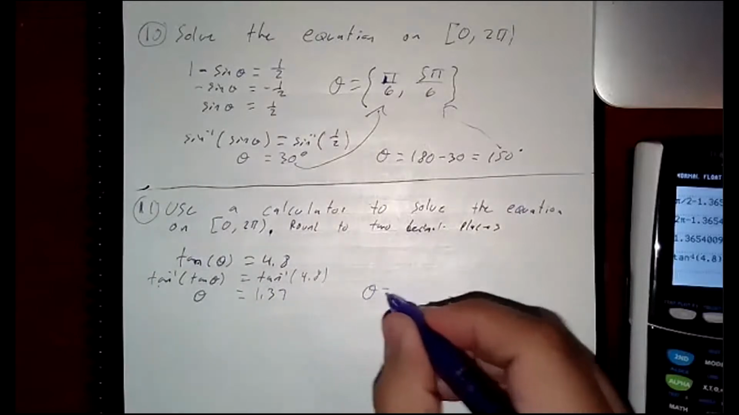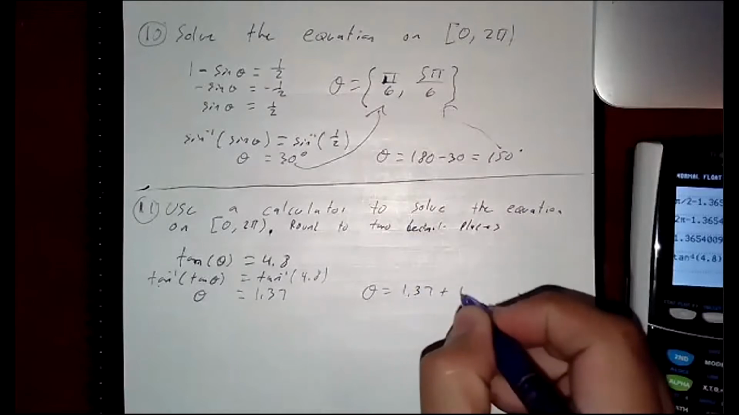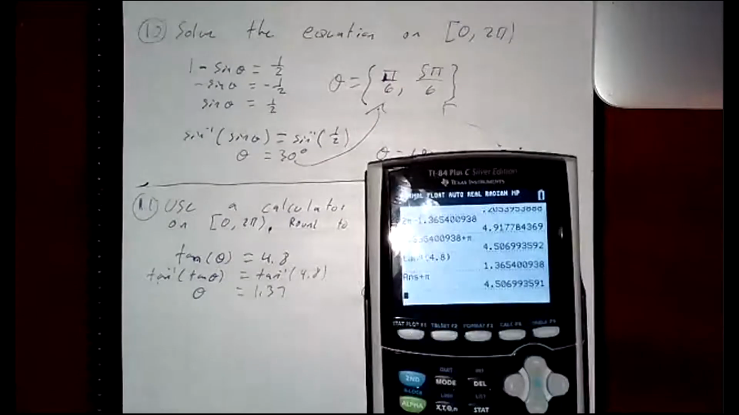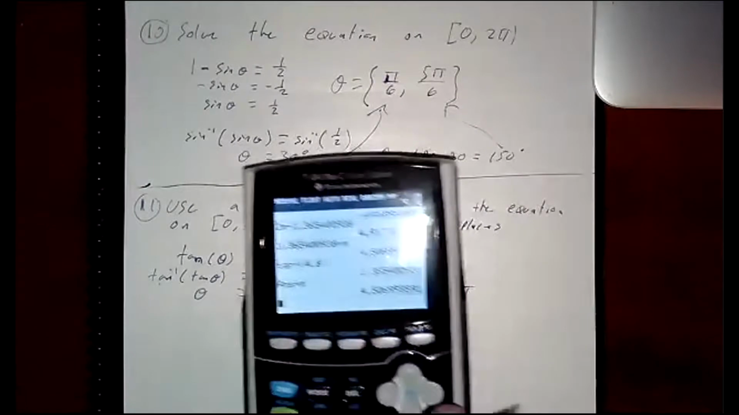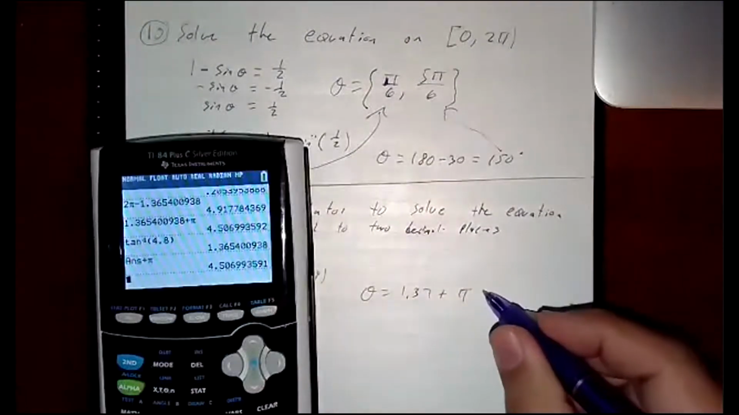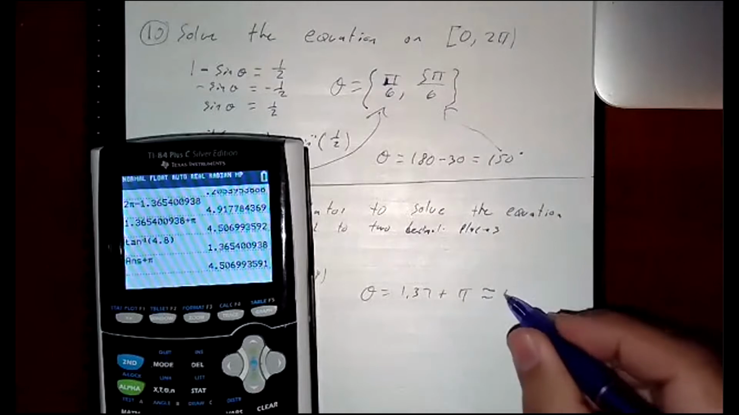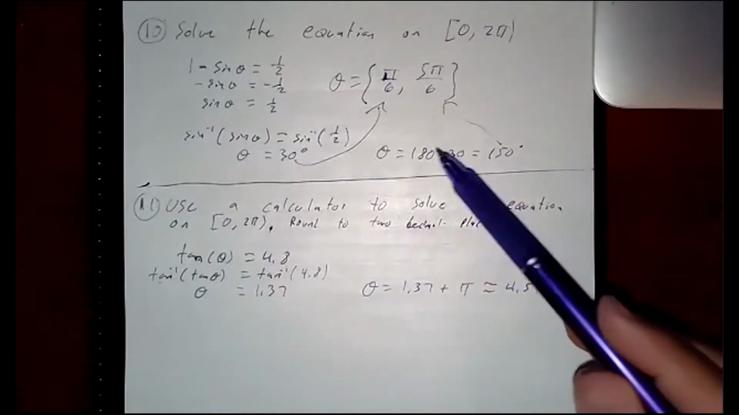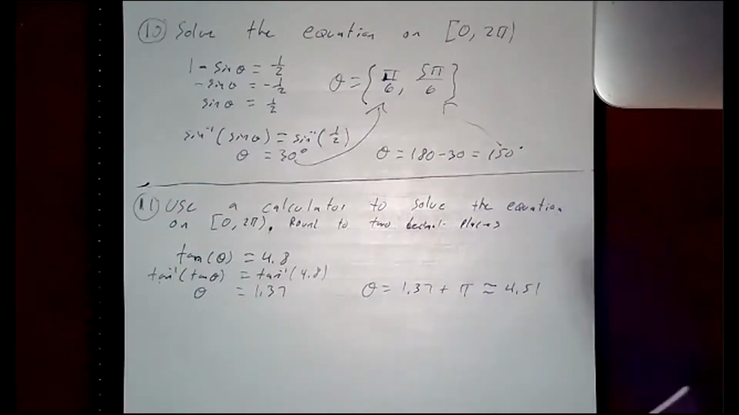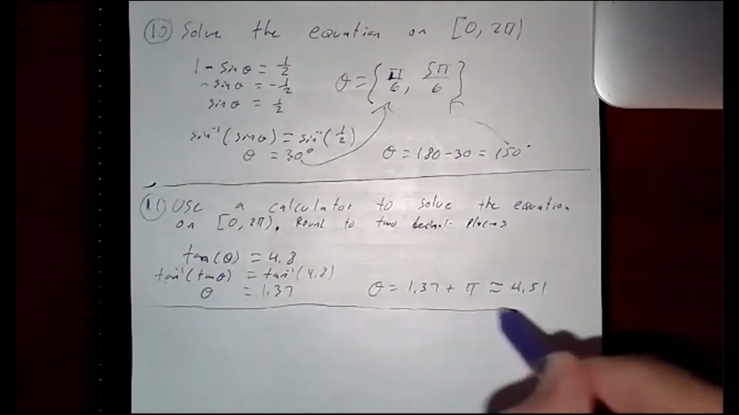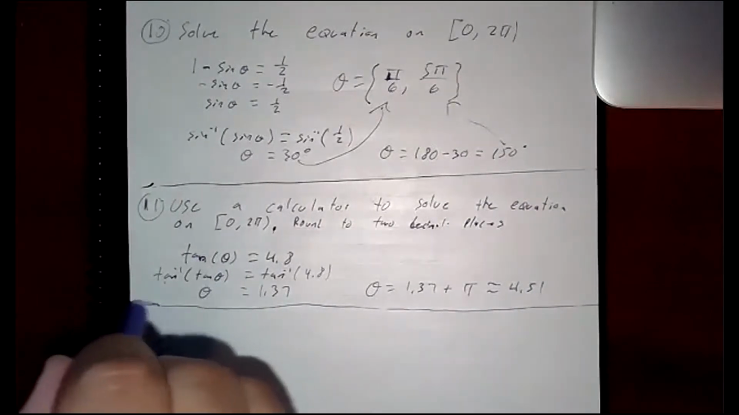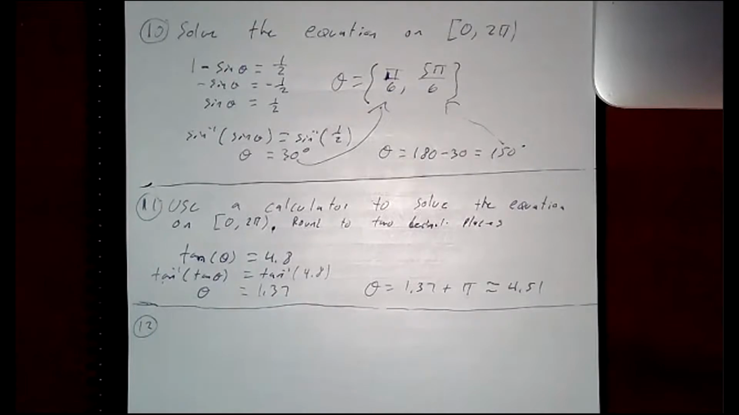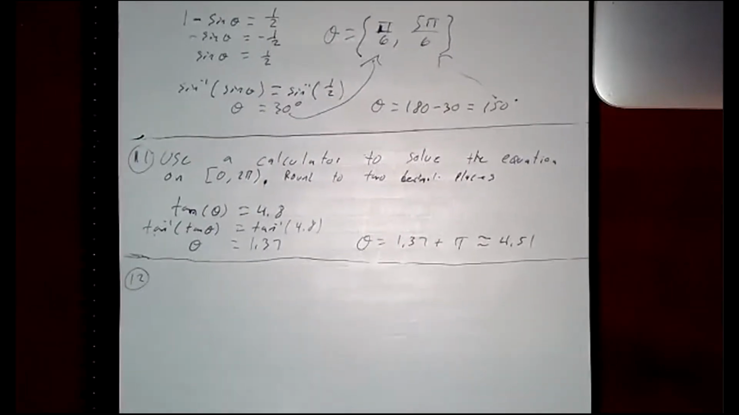To find the other angle, take the 1.37 and add pi. Just add pi to the previous answer. That is approximately 4.51. So for tangent, you do not subtract from 180, you add pi to it. Although for the other question you could have used the unit circle, this one you could not, hence the calculator requirement.